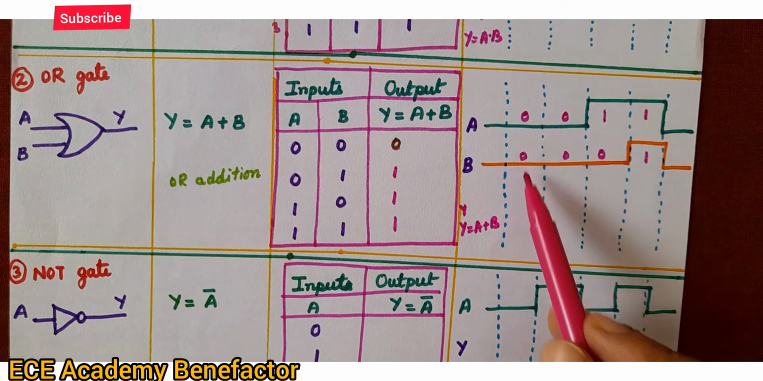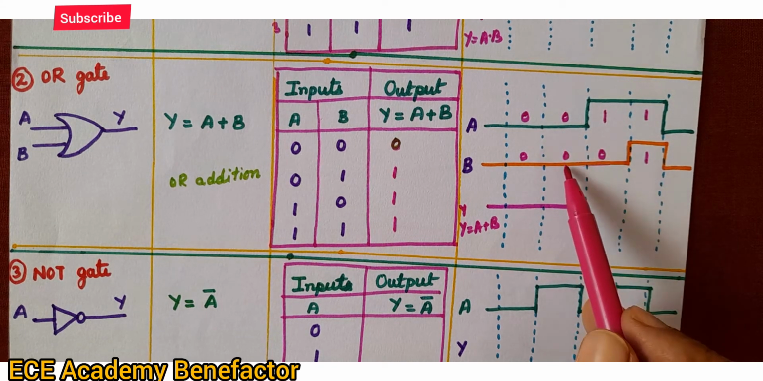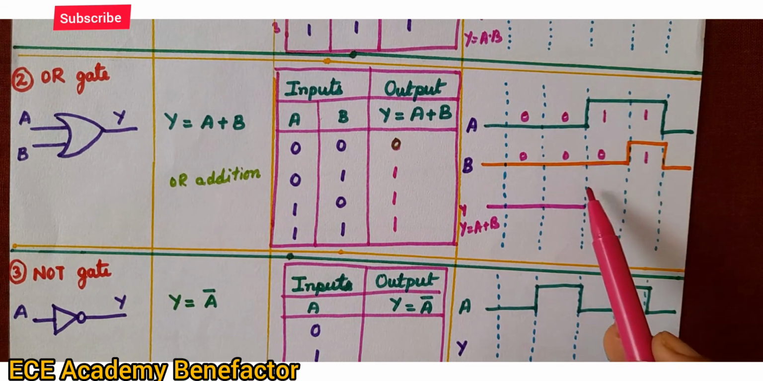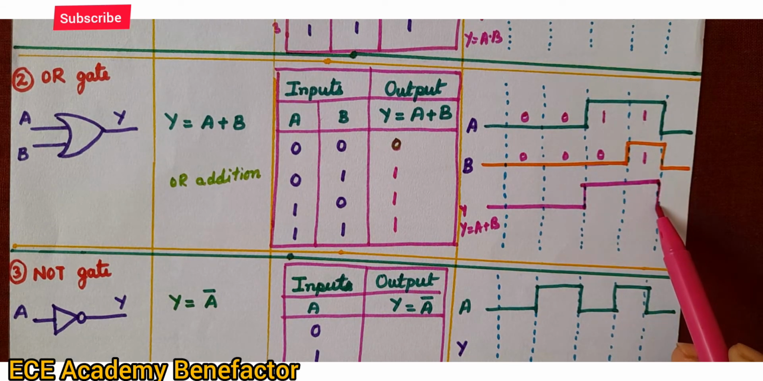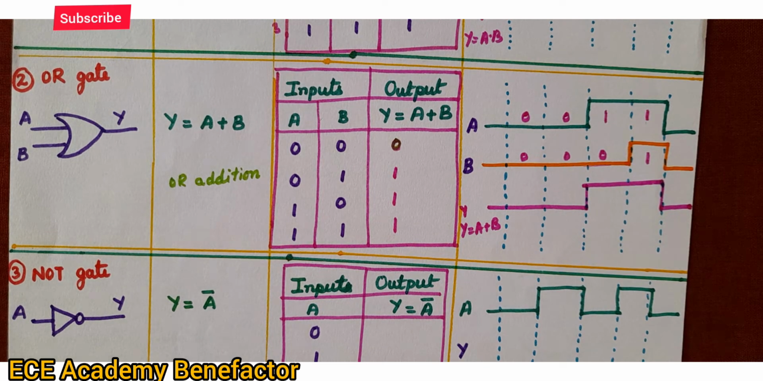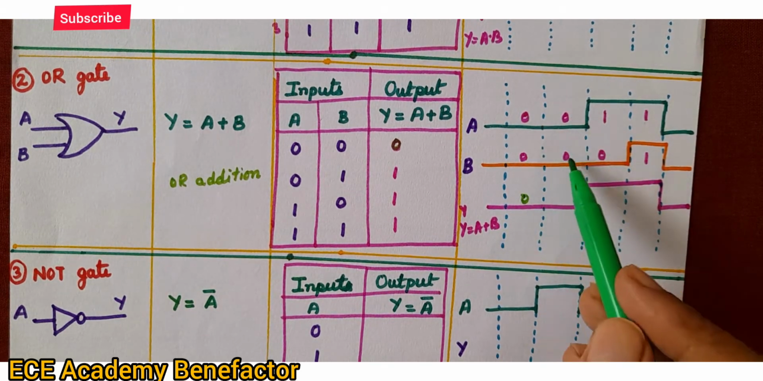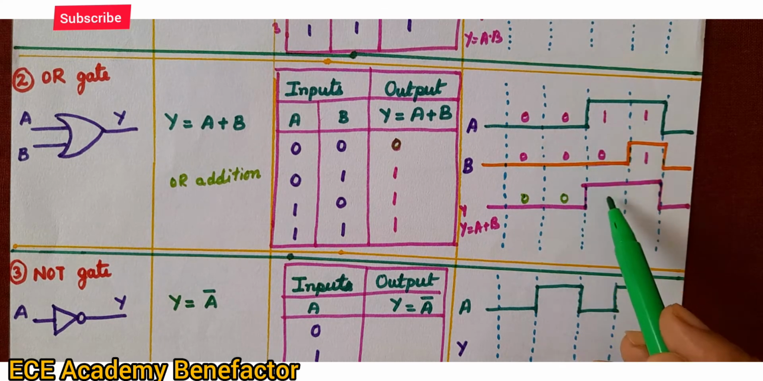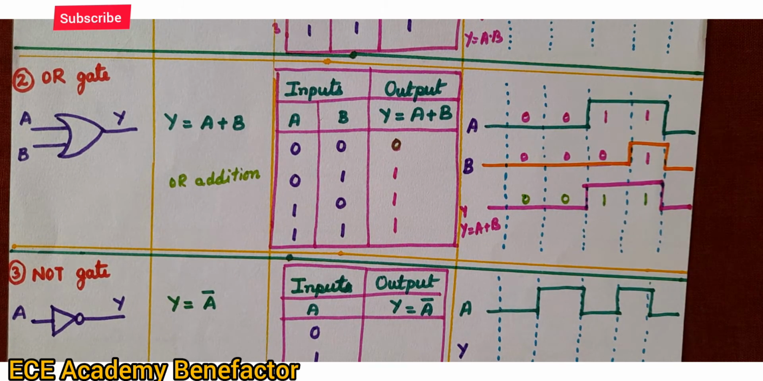So let us draw. For the T1 period both are 0, so 0 plus 0 is 0. Here also 0 plus 0 is 0. 1 plus 0 will be 1, 1 plus 1 will be 1. So, in these two periods the output is high. This is known as the timing waveform for the OR gate. In T1 it is 0 plus 0 is 0, 0 plus 0 is 0, 1 plus 0 is 1, 1 plus 1 is 1. This is the output waveform for an OR gate.